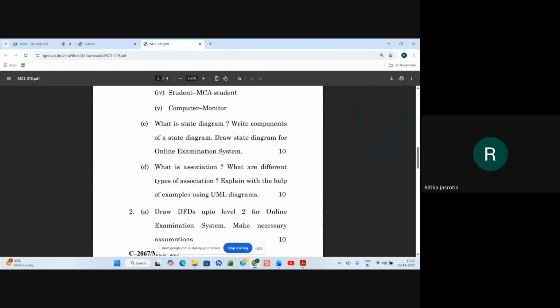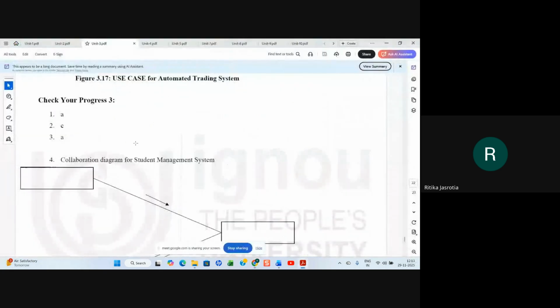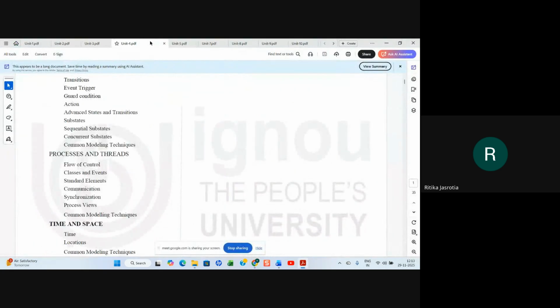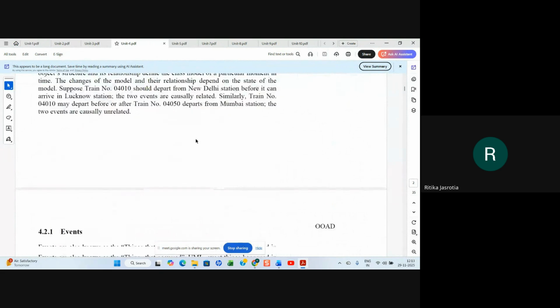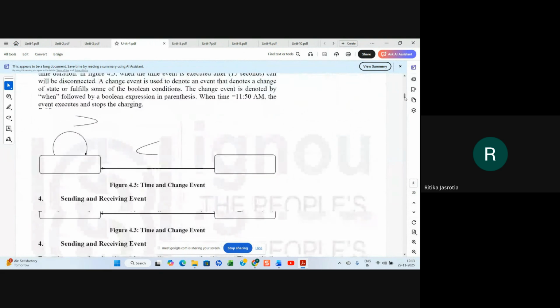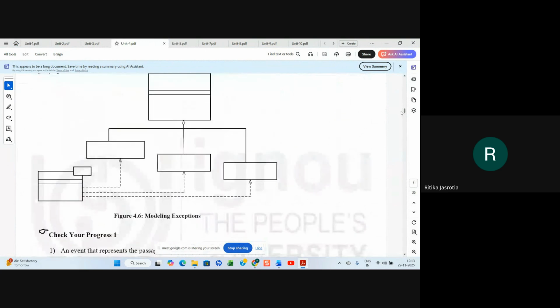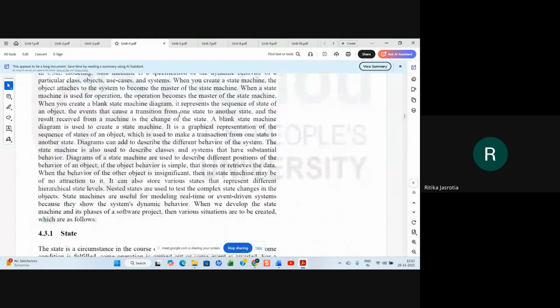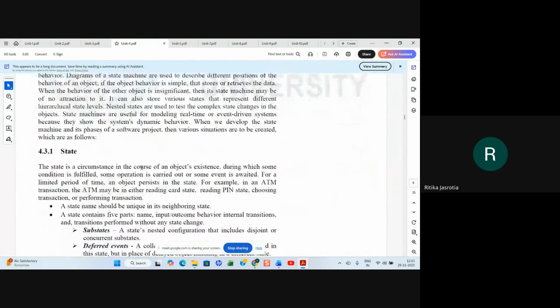What is state diagram? Write components of state diagram. Draw state diagram for online examination system. So state diagram also we had seen already, right? This is use case diagram. This one was state diagram. In this we talked about events and state and all that. So here they are talking about the state machine. What is that? You can see that.